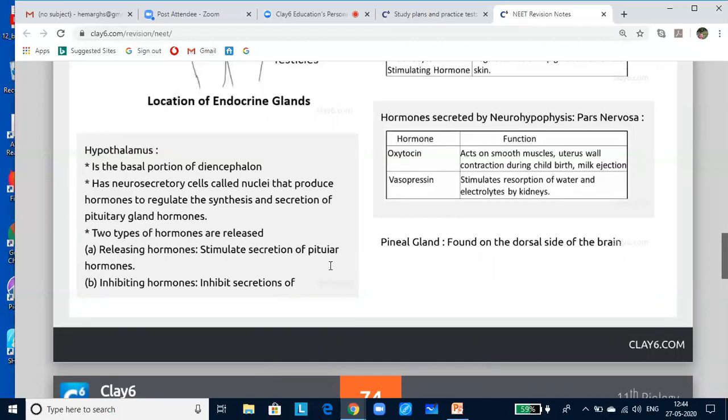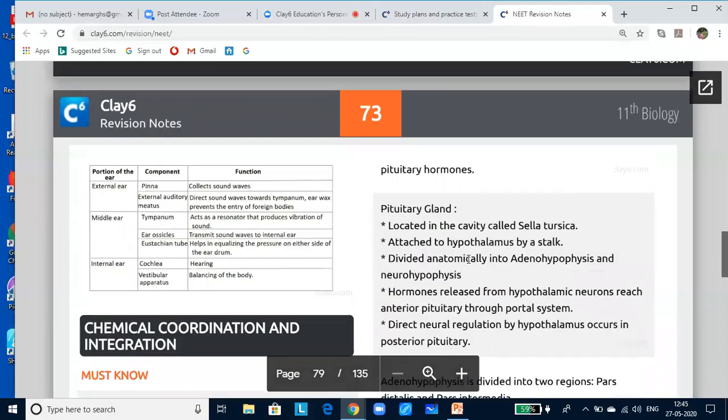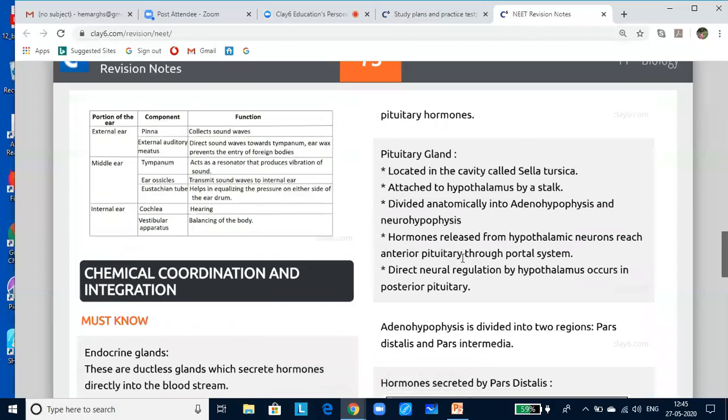It releases two kinds of hormones. One is releasing hormones that stimulate the secretion of pituitary hormones, and the other is inhibiting hormones which inhibit the secretions of the pituitary hormones. Now let us look into the pituitary gland. It is a master gland. It is located in a cavity called sella turcica. It is attached to the hypothalamus by a stalk.